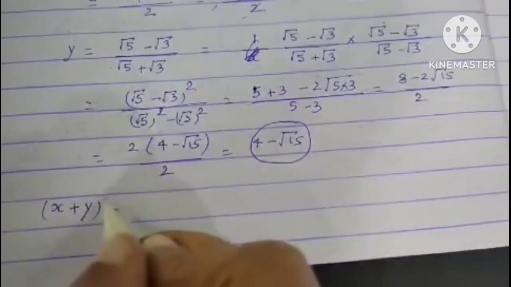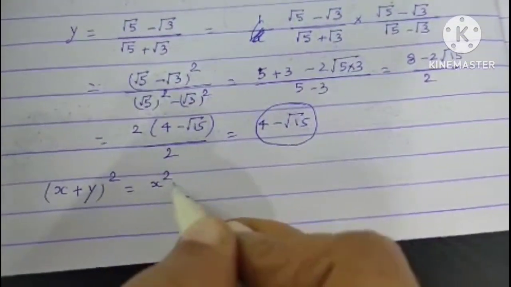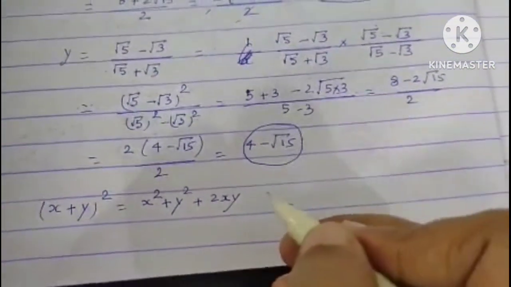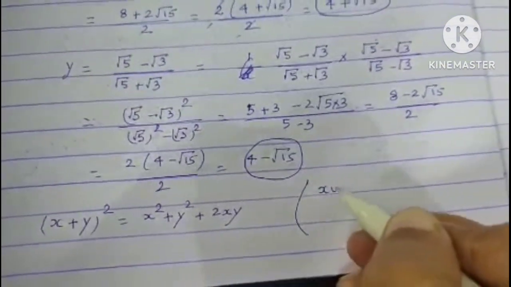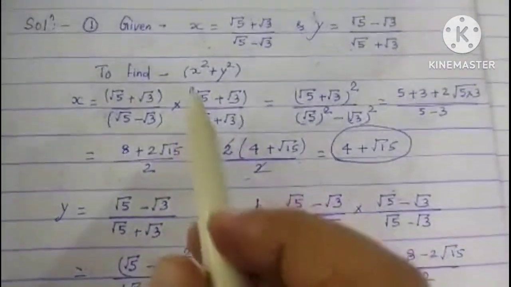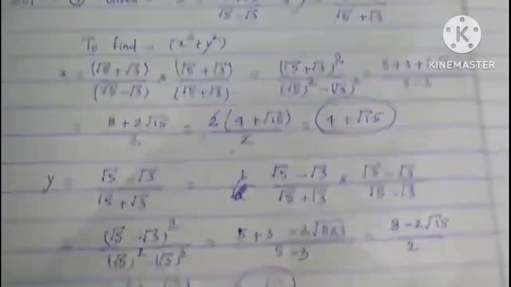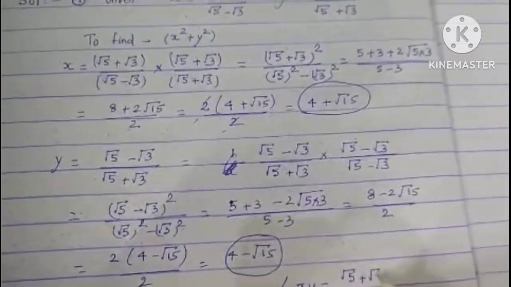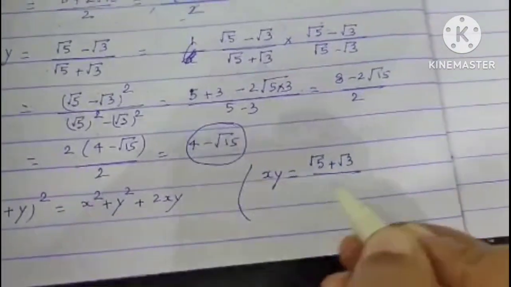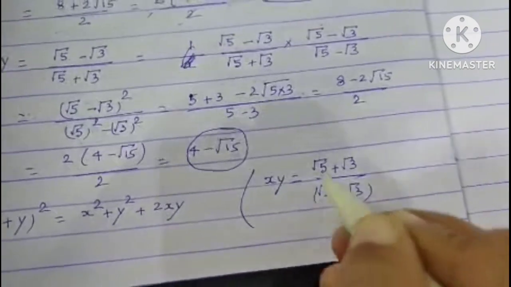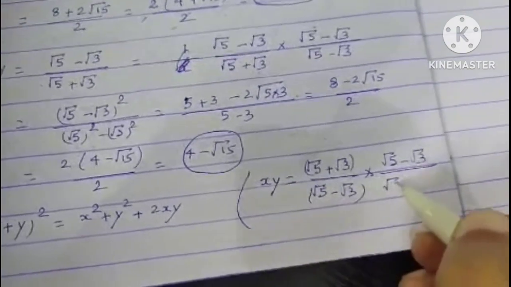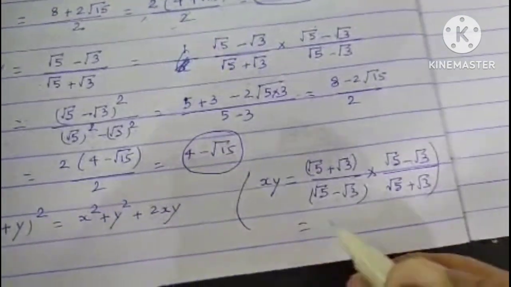We can write like this: x plus y whole square is equal to x square plus y square plus 2xy. And xy, what is xy? Xy you will get x and y. This is just root 5 plus root 3 by root 5 minus root 3. This is x, and y is just opposite, just inverse, root 5 minus root 3 by root 5 plus root 3. So basically this is equal to 1.